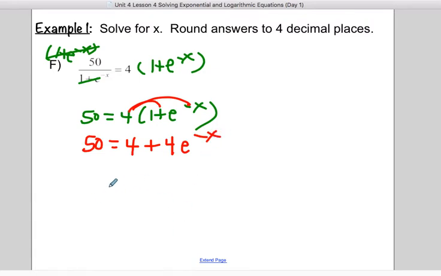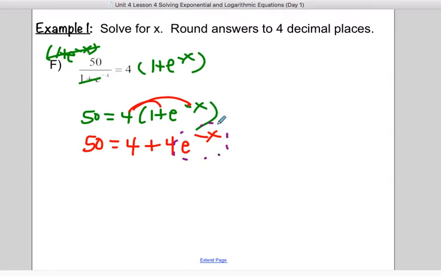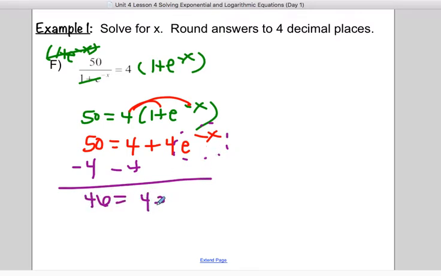And then my goal is to get my exponential by itself, which is e to the negative x. Okay, so first thing I need to do is minus 4. So I have 46 is equal to 4 e to the negative x. Then I would go ahead and divide both sides by 4. I'm going to check, does this give us a nice number? No, it's not going to give us a nice number.